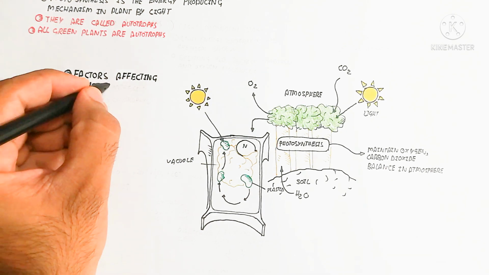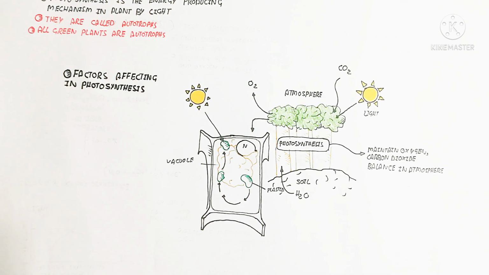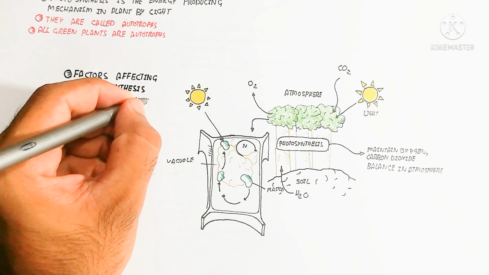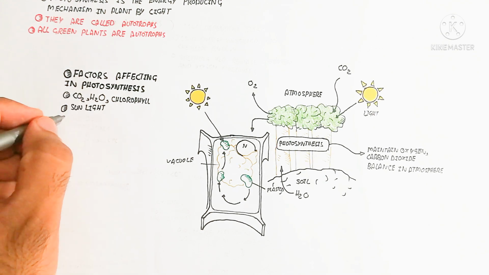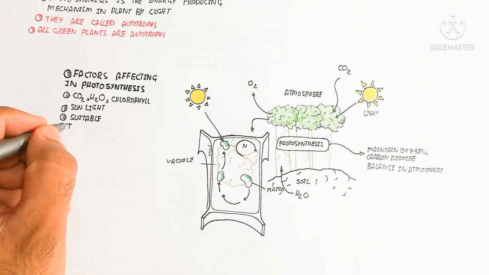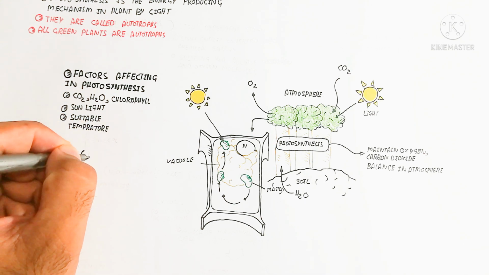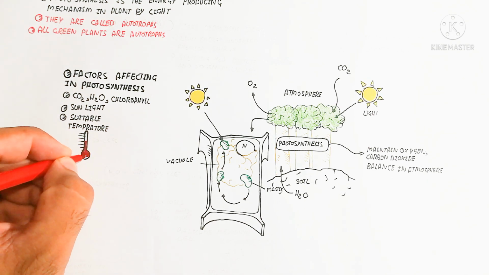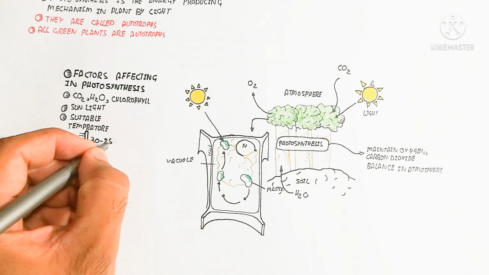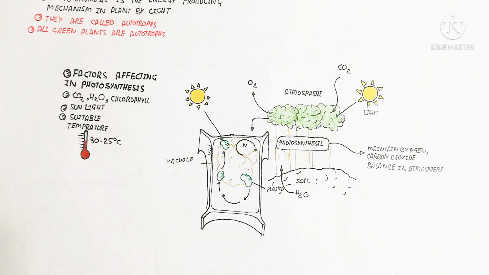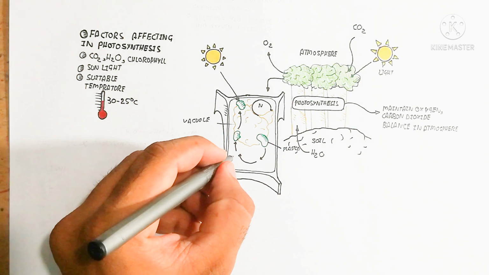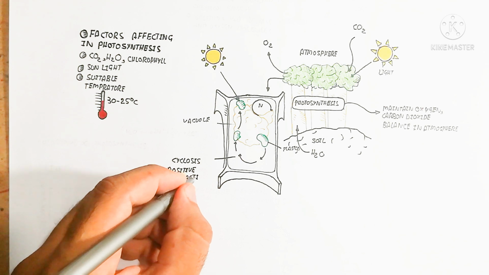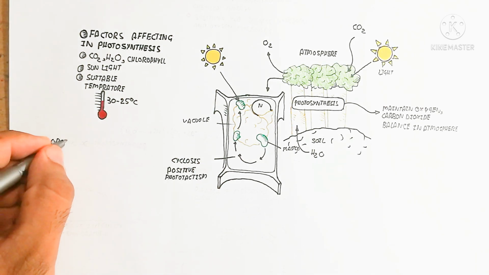So let's begin to understand the factors affecting photosynthesis, and after this we will discuss the two types of photosynthesis stages. First of all, a factor affecting photosynthesis is carbon dioxide. When there is more carbon dioxide, it means more photosynthesis. Water, chlorophyll, sunlight and suitable temperature are also needed. All these things increase photosynthesis when they are normally available, for example a temperature of 25 to 30 degrees Celsius.